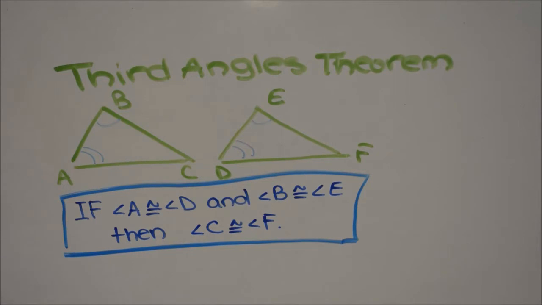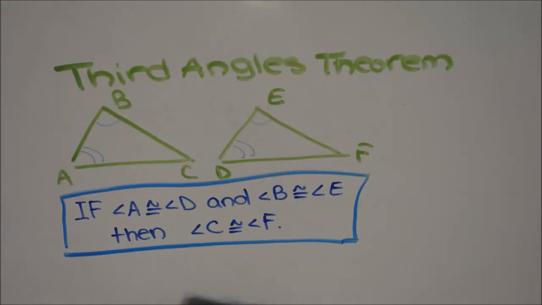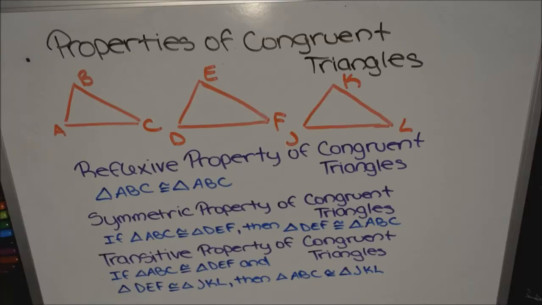Third angle theorem. If 2 angles of a triangle are congruent to 2 angles of another triangle, then the third angles are also congruent. Reflexive, symmetric, and transitive. Triangle ABC is equal to triangle ABC, reflexive. If ABC equals DEF, then DEF equals ABC, symmetric. If ABC equals DEF and DEF equals JKL, then ABC equals JKL, transitive.